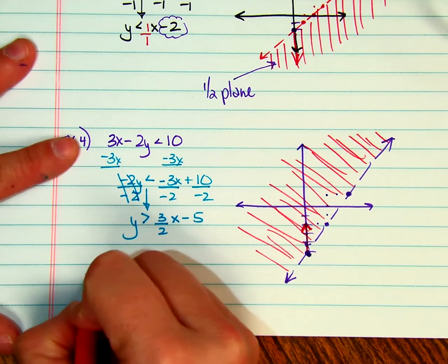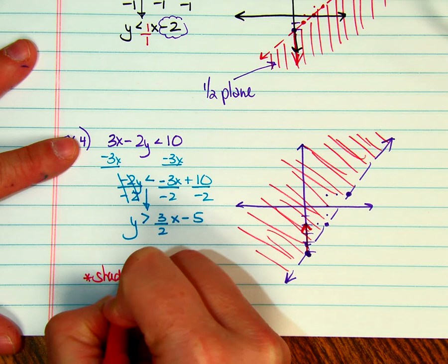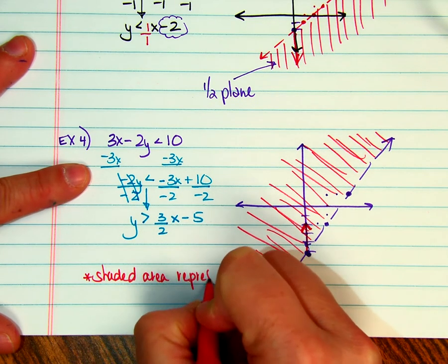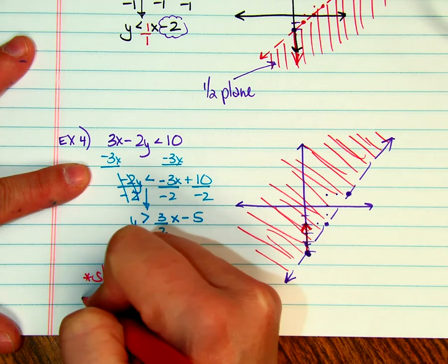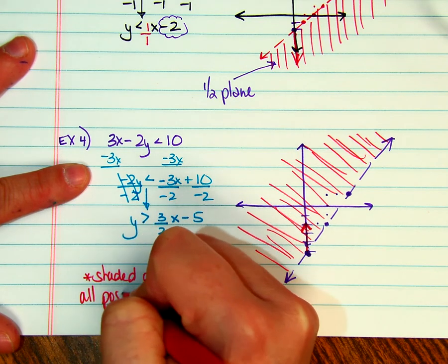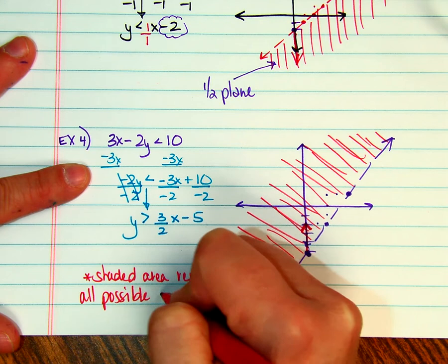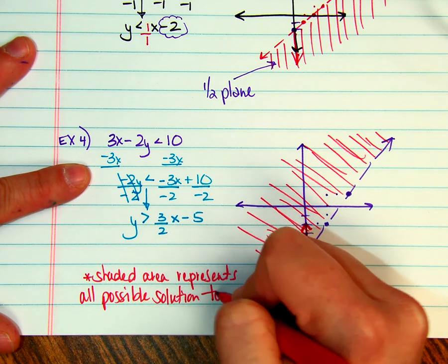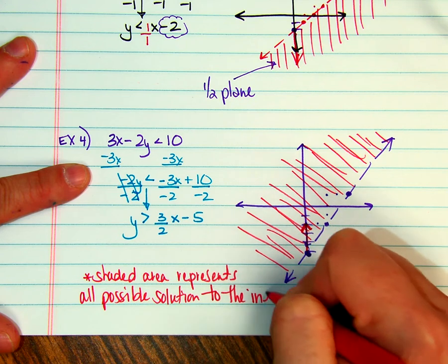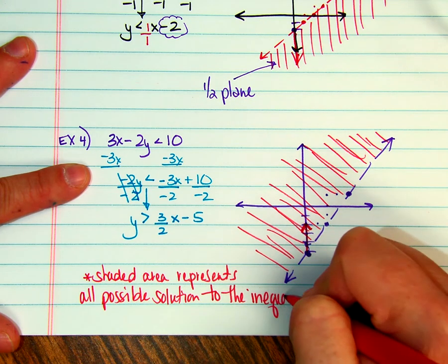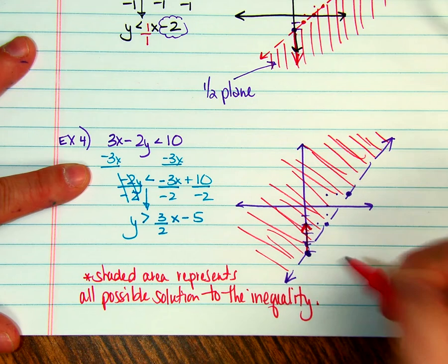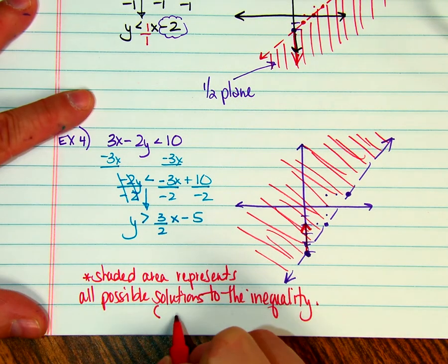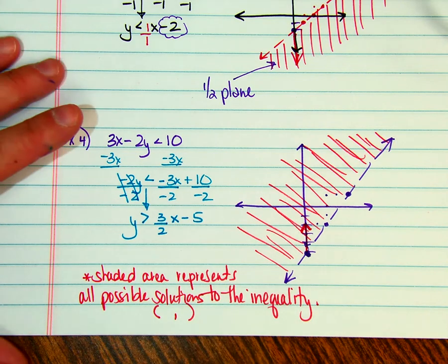So you need to remember that the shaded area represents all possible solutions, which in this case are ordered pairs, to the inequality.